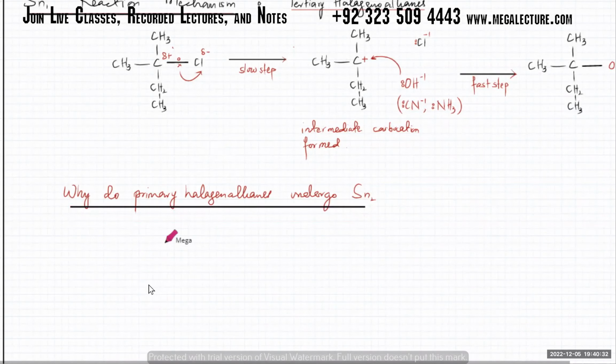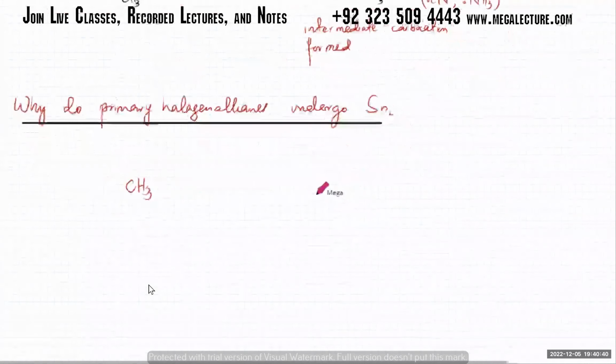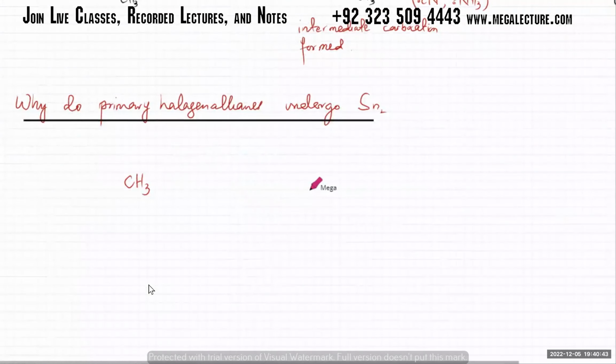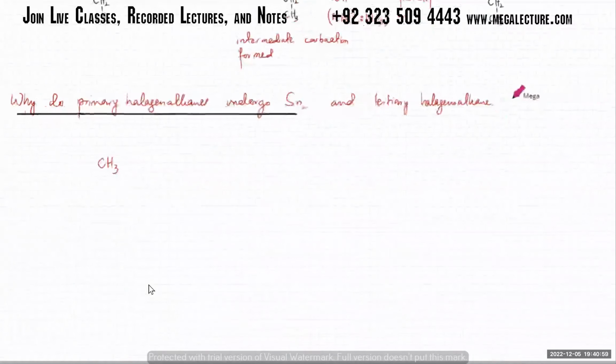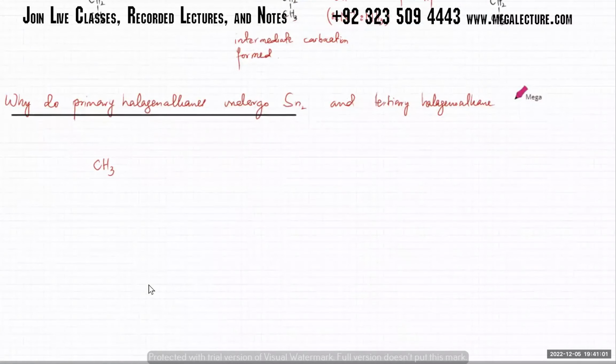This is what happens. And along with this, let's write the other one as well: why do primary undergo SN2 and tertiary undergo SN1? Okay, why do they undergo SN1?